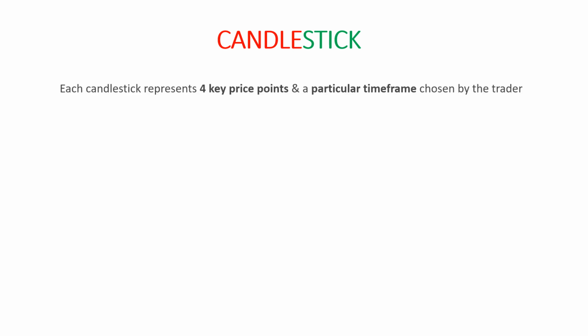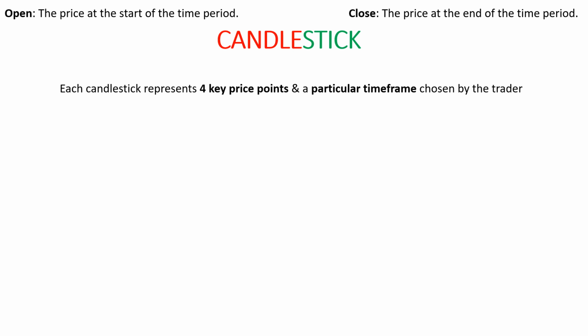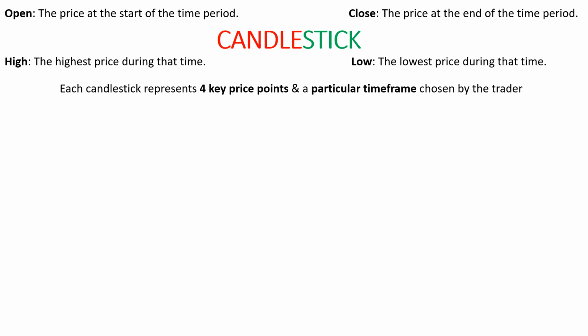It's time to look at what a candlestick looks like. Brilliant. Each candlestick represents four key price points and a particular time frame, which can be chosen by the trader or the investor. Let's look at those key price points. Number one, open price, which is the price at the start of the time period. Close price, which is the price at the end of the time period. High price, which is the highest price during that time frame, and then the low price, the lowest price during that time.